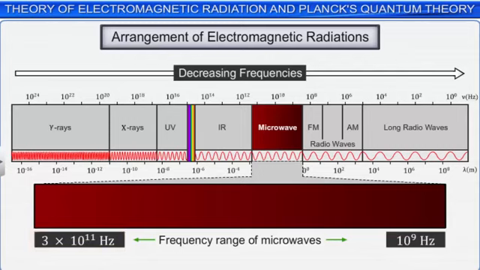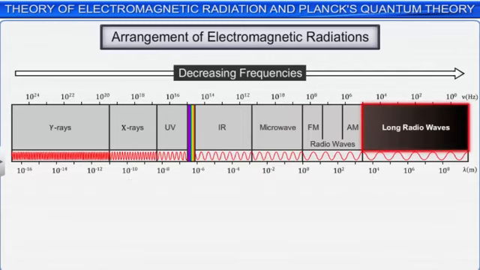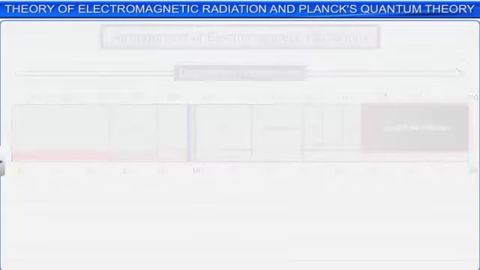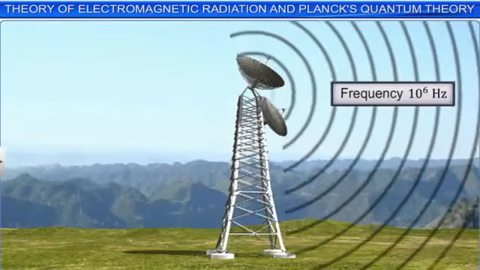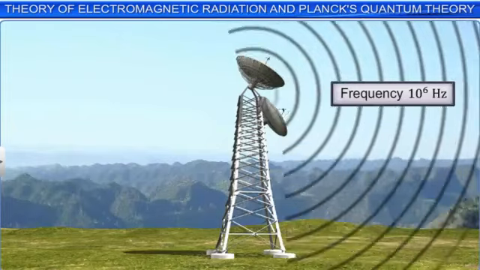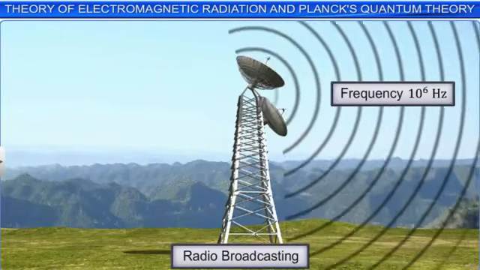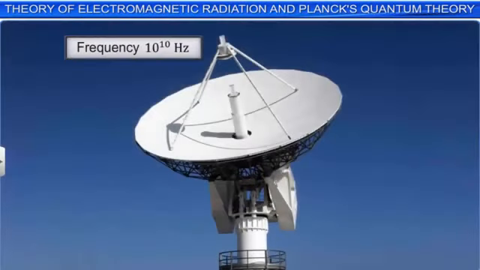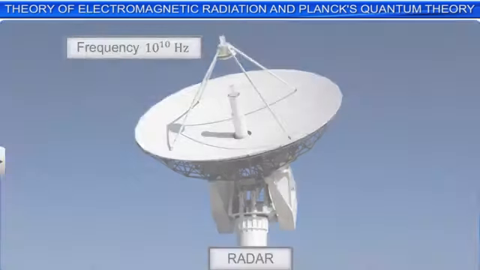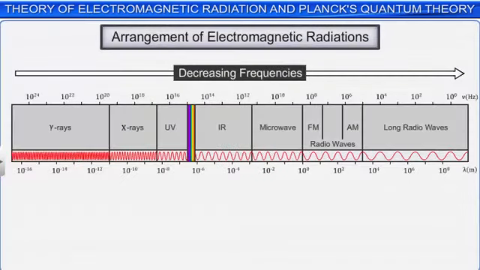Radio waves have the longest wavelength in the electromagnetic spectrum. The radio frequency region around 10 to the power 6 Hz is used for broadcasting. The microwave region around 10 to the power 10 is used for radar. Two other kinds of electromagnetic waves are X-rays and gamma rays.